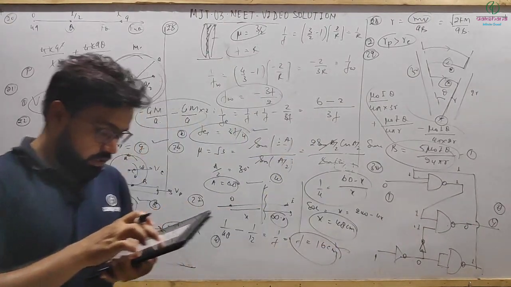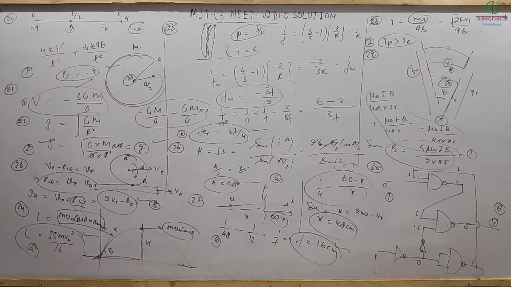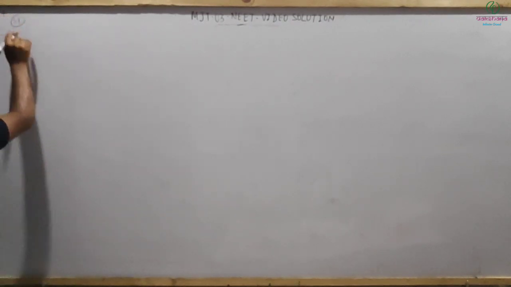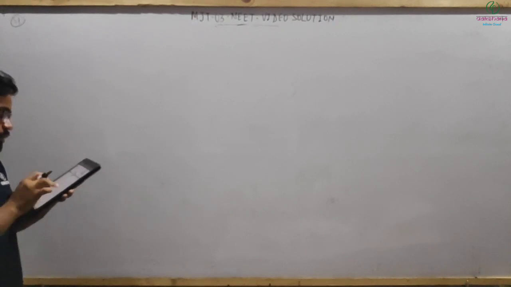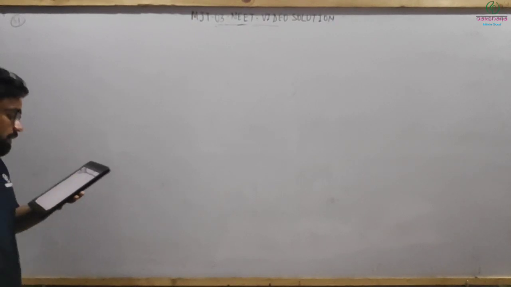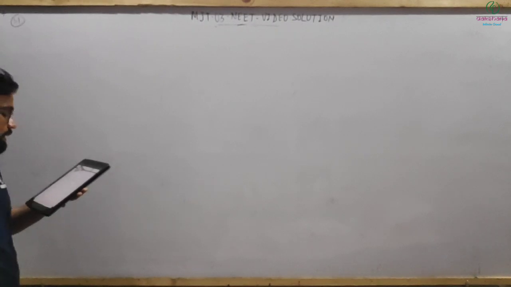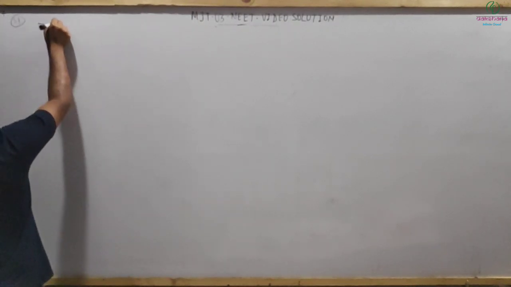Next question number 31. Let me erase the board again. So, okay, next question number 31. It's based on Zener diode. A Zener diode having breakdown voltage of 15 volt is used in a voltage regulator circuit shown in the figure. The current through the Zener diode is. So it's a good problem actually.